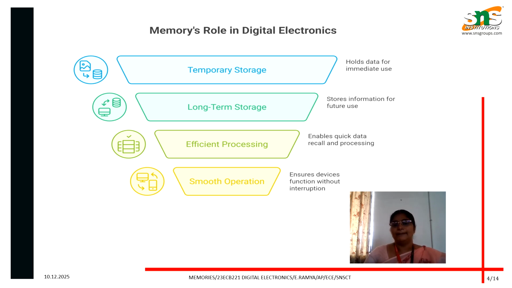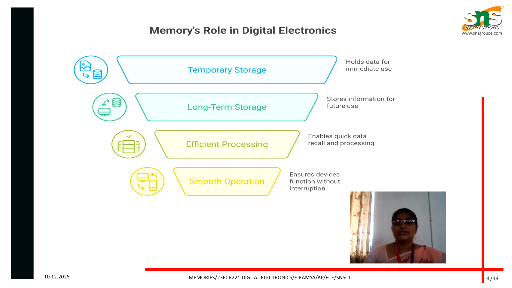The first role is temporary storage. It holds data for immediate use. The next one is long-term storage. It stores information for future use. Long-term storage is ROM. Temporary storage is used for RAM, random access memory. Long-term storage is ROM, read-only memory.